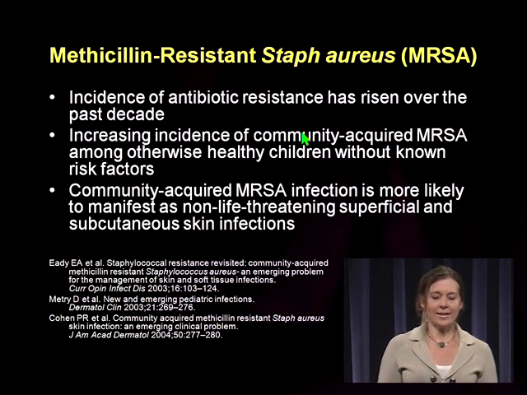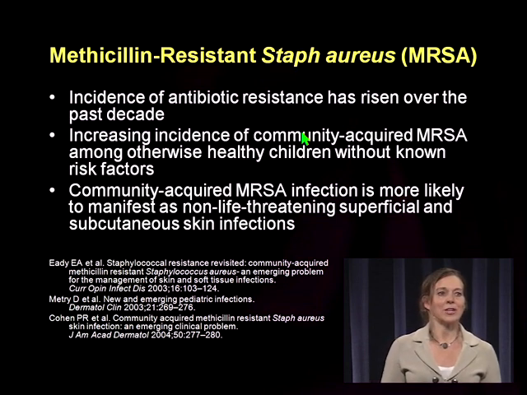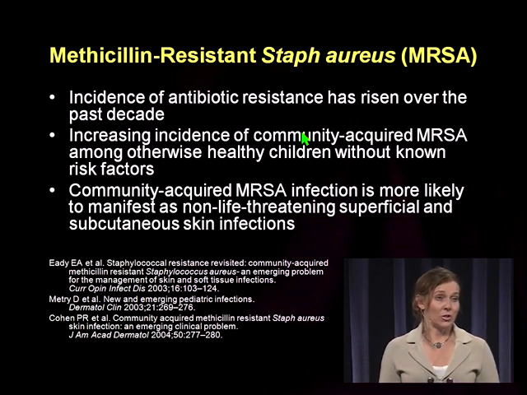Now, over the last decade, we are seeing more problems with antibiotic resistance, and we are seeing more secondary infections with methicillin-resistant Staph aureus. So that's another thing to keep in mind if you're treating a patient with antibiotics and they're not improving. You may want to consider culturing the patient to determine what the organism is and what the sensitivity profile is to choose your best antibiotics.